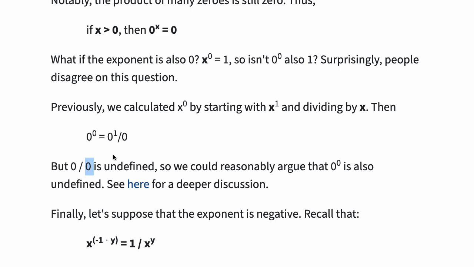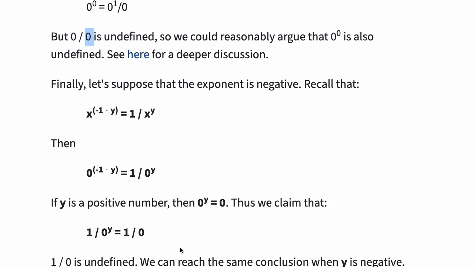Finally, let's suppose that the exponent is negative. Recall that x to the negative 1 times y is equal to 1 divided by x to the y. Then 0 to the negative 1 times y is equal to 1 divided by 0 to the y. If y is a positive number, then 0 to the y equals 0. Thus, we claim that 1 divided by 0 to the y is equal to 1 divided by 0. And 1 divided by 0 is undefined. We can reach the same conclusion when y is negative. Thus, when the exponent is negative, the operation is undefined.